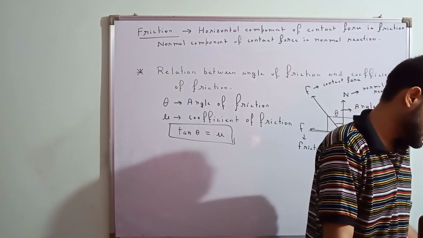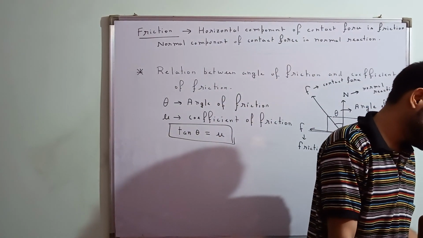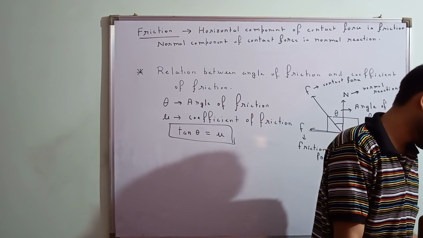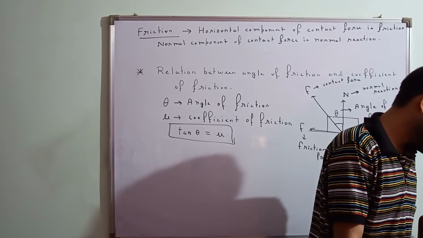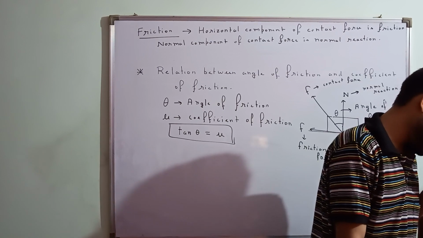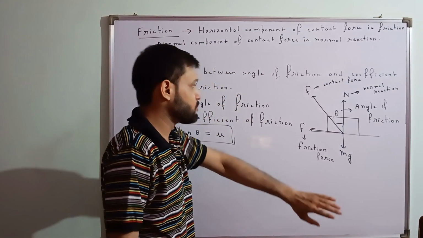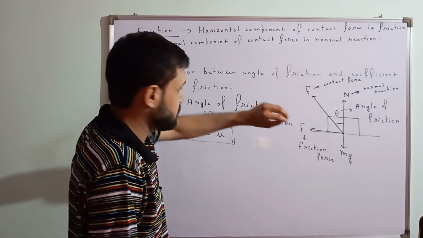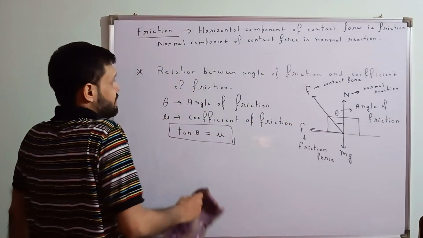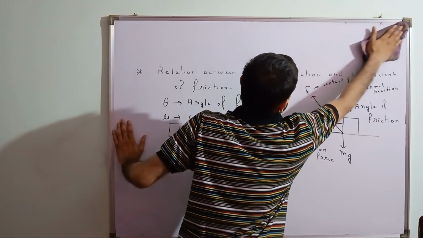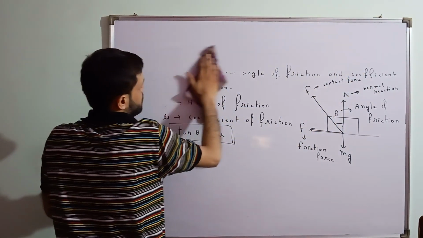The first question says a force of 49 Newton is just sufficient to pull a block of wood weighing 10 kg on a smooth horizontal surface. Calculate the coefficient of friction and angle of friction. Okay, but let's not do this question first. Let's take some other question. Then we will come to the second question. I am rubbing this and now writing the question.